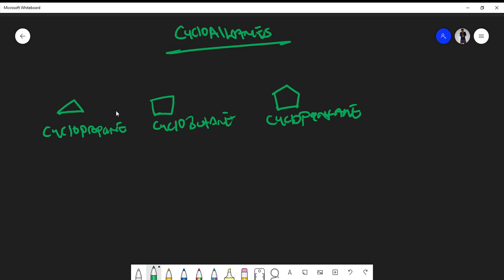If you see a six-carbon ring, which most of you guys will see in organic chemistry, we call this a cyclohexane. And we go further, right? If you see a seven-carbon ring, you'll call it a cycloheptane, eight-carbon ring, cyclooctane, etc. Right?